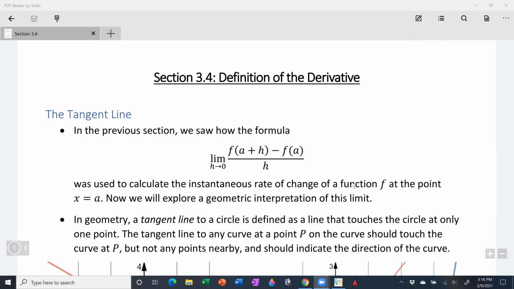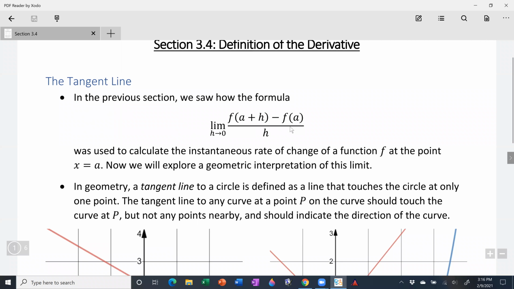So we want to first talk about the tangent line. In the previous section, we saw how the formula, the limit as h approaches 0 of f of a plus h minus f of a over h, was used to calculate the instantaneous rate of change of a function f at the point x equals a. And remember that this was just the average rate of change, and we let the difference between the two x values approach 0, and that's what this h letter represents. Okay, so now we're going to explore a geometric interpretation of this limit.